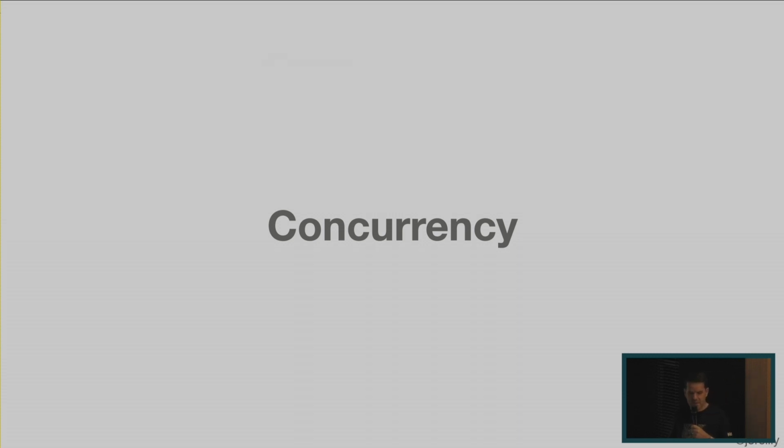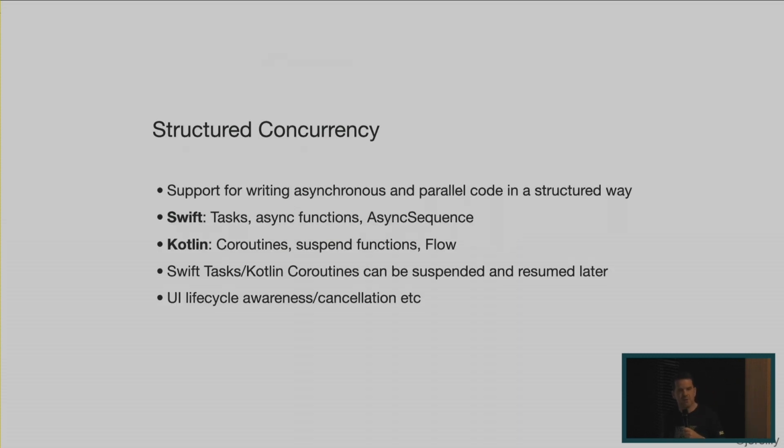Okay, next up, concurrency. And more specifically, we're talking about the structured concurrency functionality that we now have available on both platforms. This is a really powerful capability that allows us to write async code in a way that's easy to read, and also allows a more deterministic structured approach to error handling and cancellation, for example. A key enabler of this is the ability to have code that can be suspended at particular points and resumed later. And as we'll see in a moment, Swift supports these capabilities through the likes of tasks, async functions, and async sequence, and Kotlin through coroutines, suspend functions, and flow.